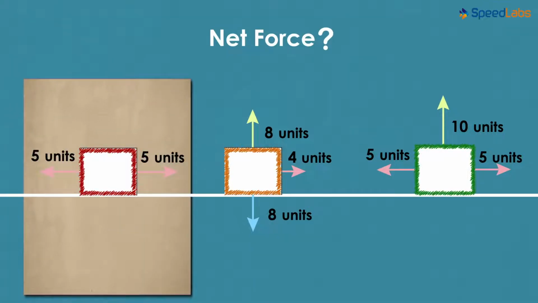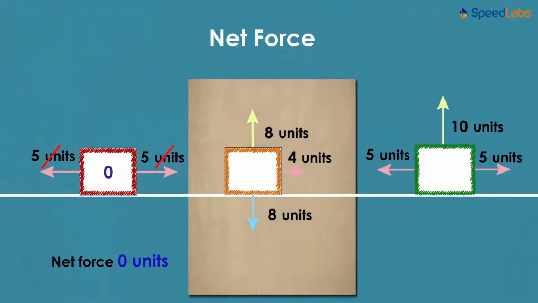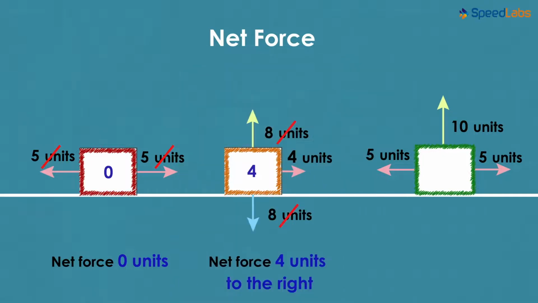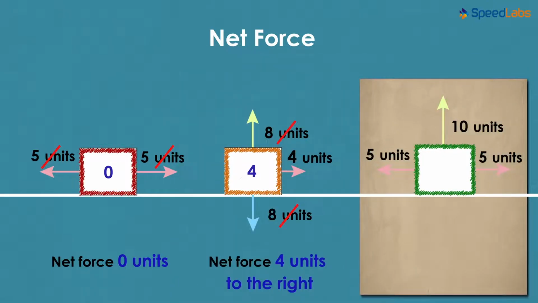In the first case, the forces cancel each other out and hence the net force will be zero. What about the second case? Here the upward and the downward forces cancel each other out, but there's still this one force acting towards the right. Here the net force will be 4 units to the right. Why don't you try finding the net force in the third case? Well, the leftward and rightward forces cancel each other out and the net force will be 10 units upwards.